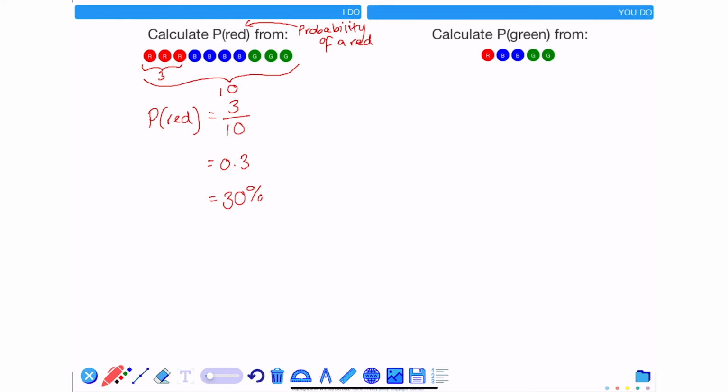So with this question, I'm after the probability of getting a green. And as we did on the left hand side, let's first of all write it as a fraction. There are 2 greens out of 5 altogether. 2/5 can't be simplified down, but if I write it in another form, 2/5 is the same as 0.4 or 40%.